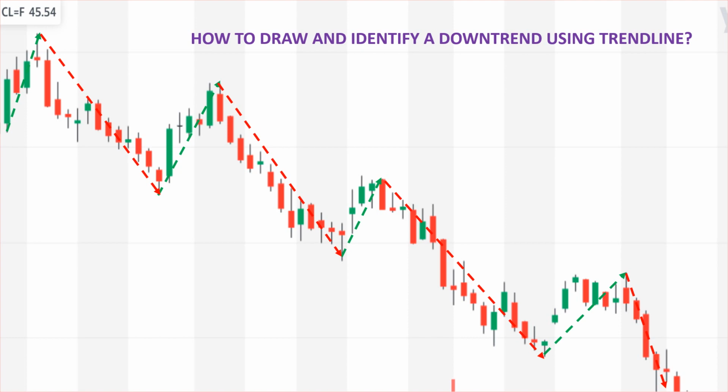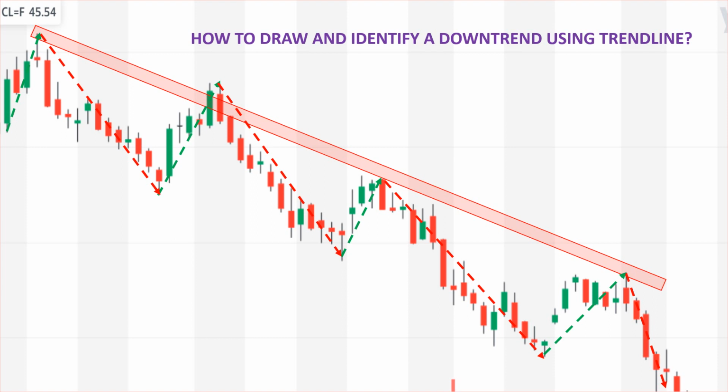To draw the trend line for a downtrend, we simply connect all the peaks that lie on a straight line, just like this. This line is called the dynamic trend line, which acts as a resistance area here.